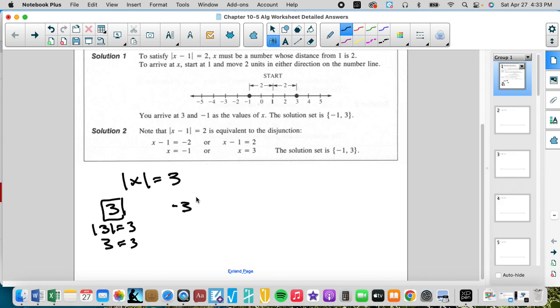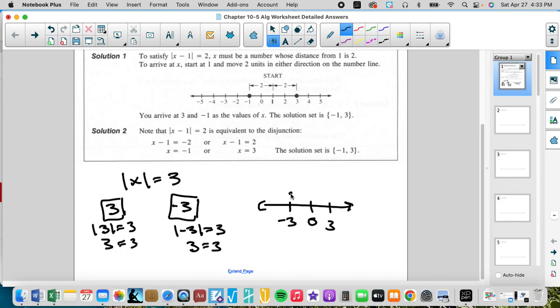What if x equals negative 3? Then we'd have the absolute value of negative 3 equals 3, which again makes a true statement. So these are my two solutions. If I graph them, I would have negative 3, 0, 3, and two dots because there are only two solutions. If we plugged in 0, the absolute value of 0 does not equal 3. If I did negative 6, the absolute value of negative 6 is 6, and 6 doesn't equal 3. So there's only two solutions here.